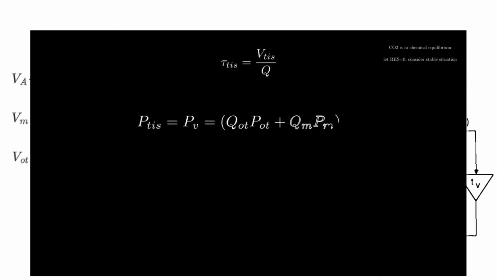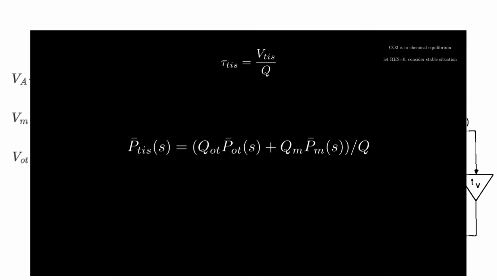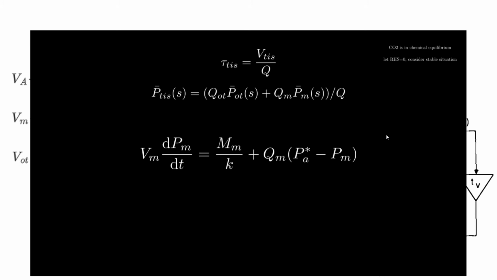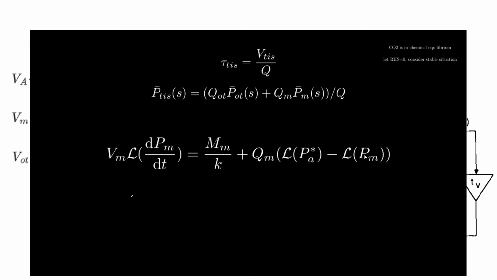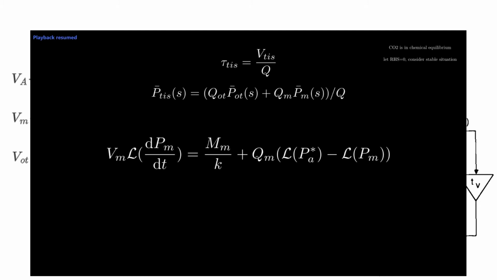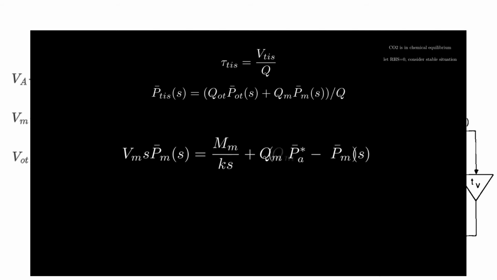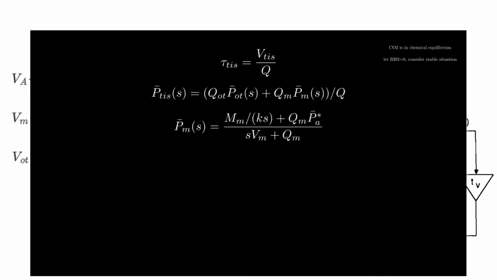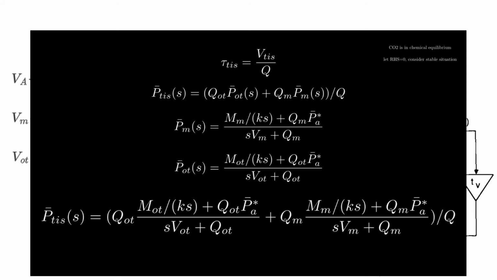And for the volume part, the author used the Laplace transformation because this is a common way to solve the ODE. Here, the Laplace transformation for PM is the PM bar. The Laplace transformation for the first derivative is s PM bar. So plug back in everything and do a lot of simplification. We will have the expression for PM bar. And do the same thing for the other tissue compartment. We will have the P bar other tissue and bring them back.